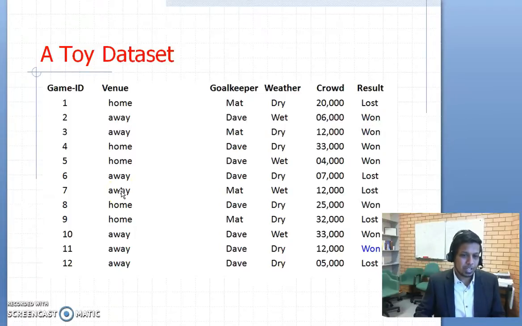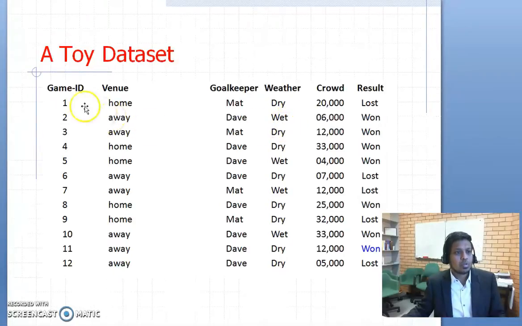In this example data set, we are showing some information about soccer matches, maybe stored by a soccer club. Maybe this is a data set that is maintained by a soccer club, where they store their soccer match information, and then they analyze the data in order to understand why sometimes they win, sometimes they lose, etc. So here in this example we can see that there are around 12 records. That means it's a toy data set, with 12 soccer match records.